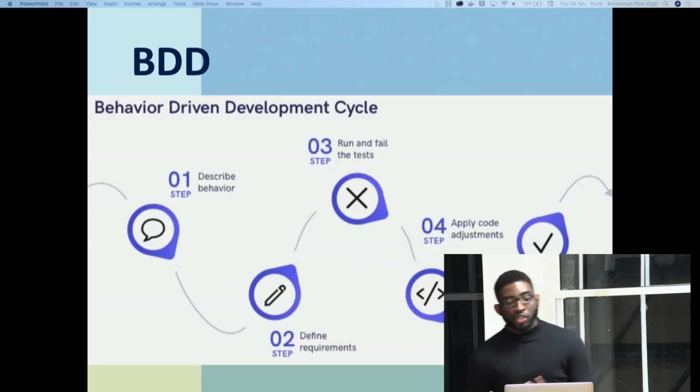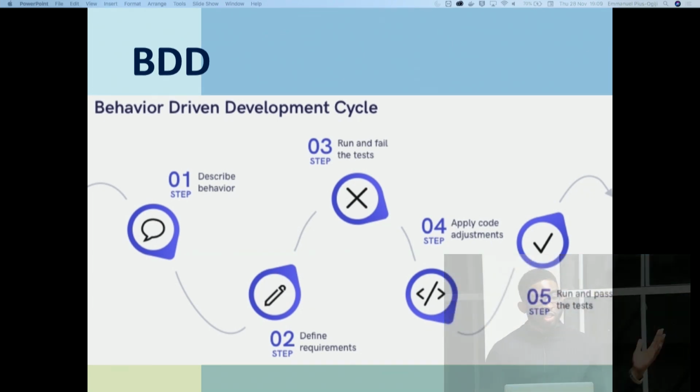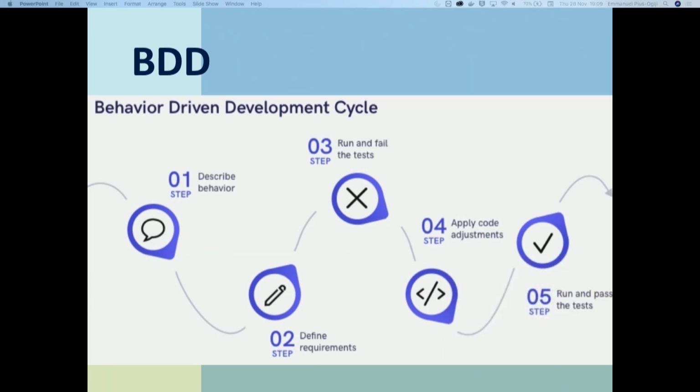Behavior-driven development. So this diagram is a typical behavior-driven development cycle. The first thing you want is you describe behavior. You then define your requirements. These requirements are reflected in tests. You expect your test to fail initially. Then you adjust your code or develop new code. And then you expect your test to pass. And you can then refactor your code as necessary with the safety net of these tests you've written.